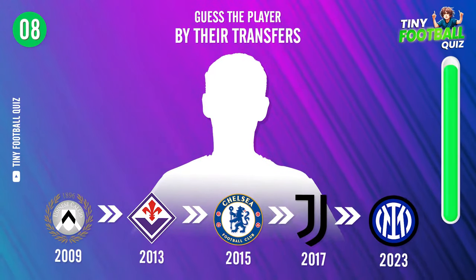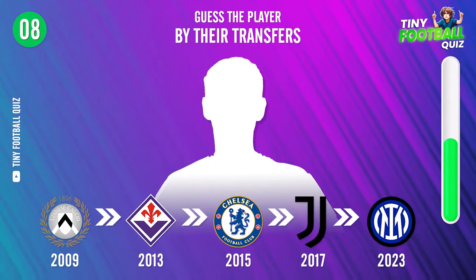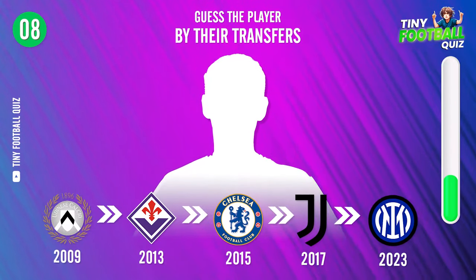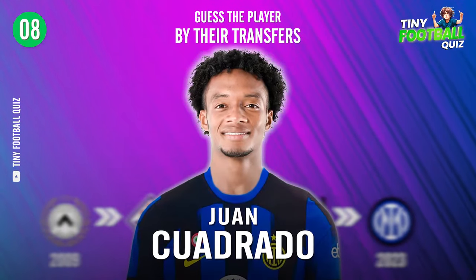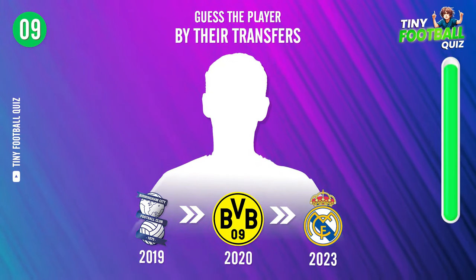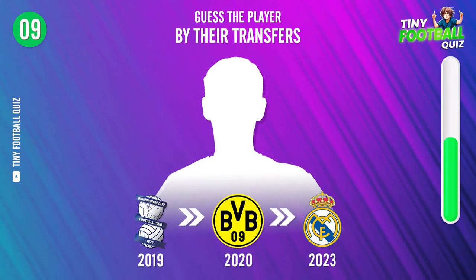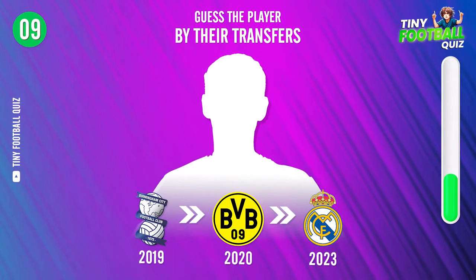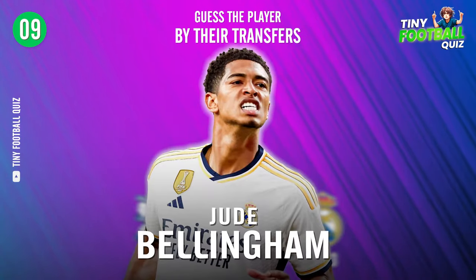Question 8. Juan Cuadrado. Who is this player? Jude Bellingham.